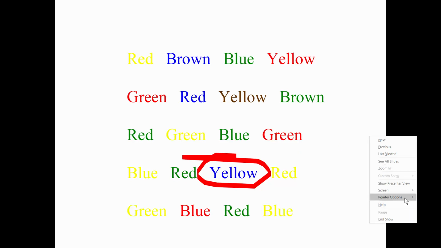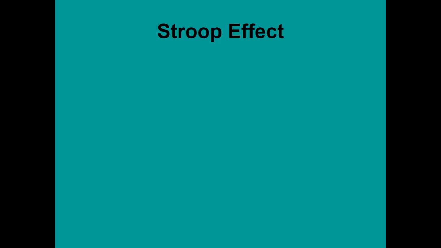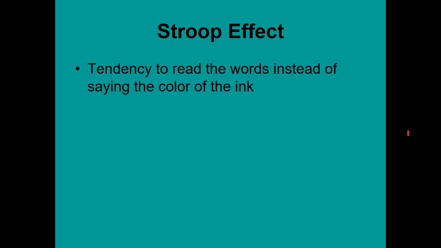So this particular experiment is very classic. We call it the Stroop Effect. So let's take a look at that. And thank you to your timer and your partner for helping you. The Stroop Effect, this famous experiment, is the tendency to read the words instead of saying the color of the ink they show up in.